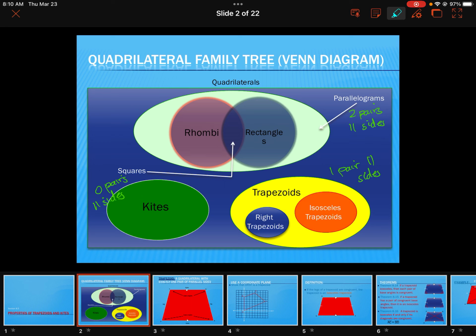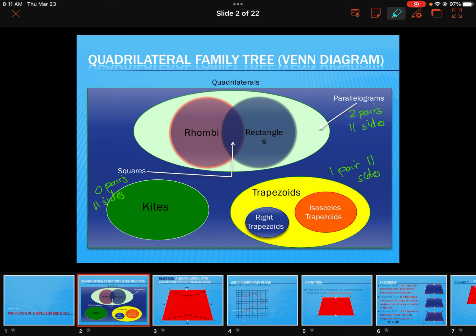Here's an example of our quadrilateral family tree. This time it's presented as a Venn diagram. Everything in the box is a quadrilateral. So we have some parallelograms, we have some trapezoids, we have some kites. Those are different types of quadrilaterals because they all have different pairs of parallel sides. Parallelograms have two pairs. Trapezoids are not parallelograms, so they only have one pair of parallel sides. And kites are neither of those, so they have 0 pairs of parallel sides.